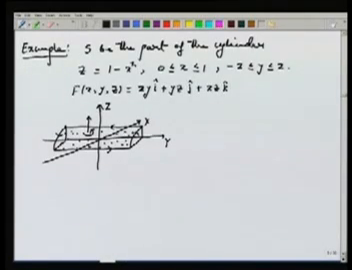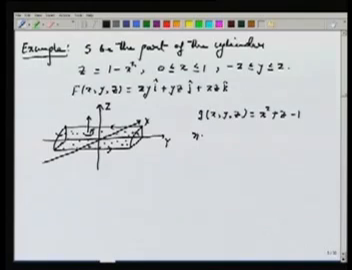Okay, this top curved portion is the surface. So first I need to find the expression of the normal. I will use the fact that this is a level surface given by g of x, y, z equals x square plus z minus 1.